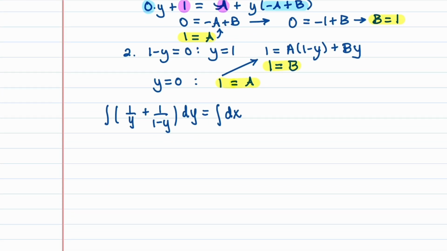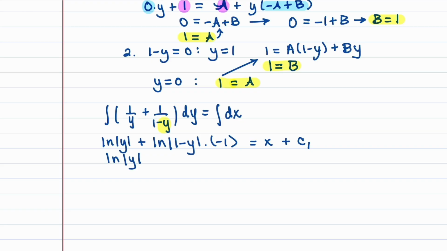Now we can integrate. This is natural log absolute value y plus natural log absolute value 1 minus y. And we're going to have to multiply it by a negative 1 because the derivative of minus y is minus 1. And our right-hand side is just x, and then we add on our arbitrary constant c1. Let me rewrite this. This is natural log absolute y minus natural log absolute 1 minus y is equal to x plus c1.